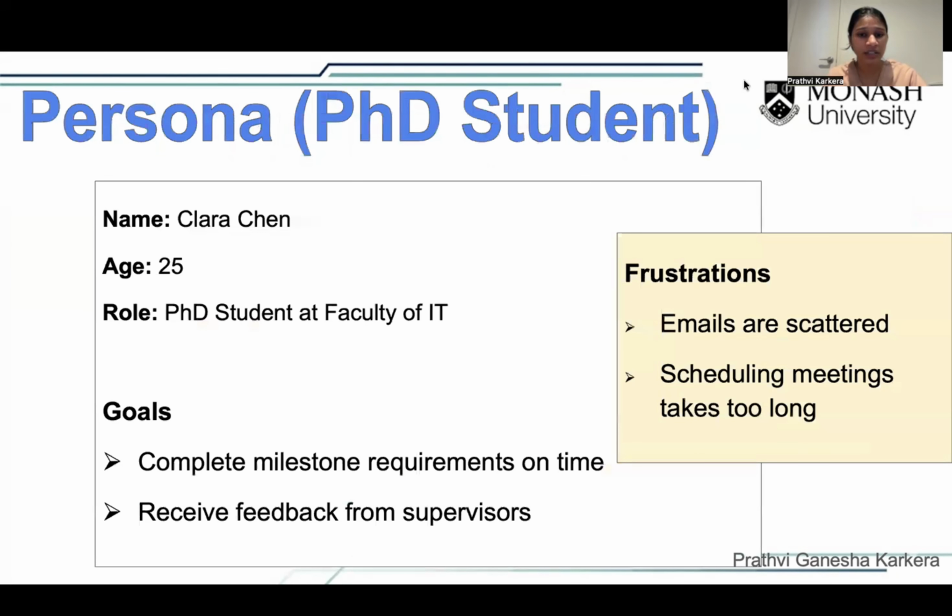Our first persona here is Clara Chen, a 25-year-old PhD student. Her main goals are simple. She just wants to finish her milestone meeting on time and get useful feedback from her supervisor. But right now, she's very frustrated as her emails are scattered across various threads, and just scheduling one meeting takes way too long because of all the coordination that's involved.